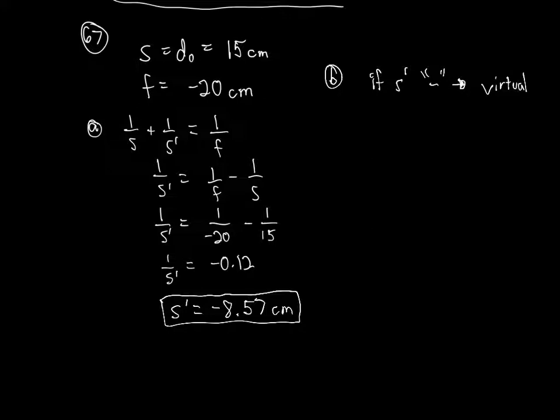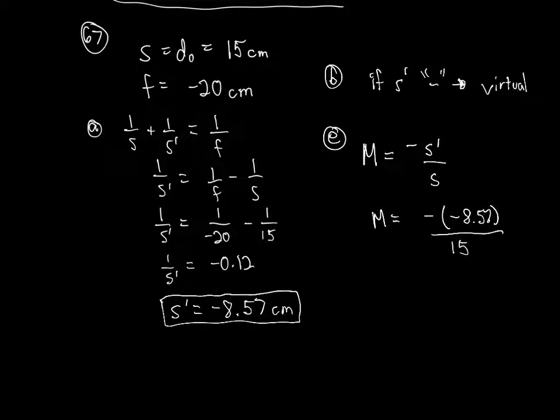To answer all of those questions, we actually just need to calculate the magnification. So I'm going to jump ahead to part E to find the magnification. How do I find magnification? The magnification equation, which is negative S prime divided by S. So magnification is negative S prime, and S prime is negative 8.57, divided by S, which was 15. So the magnification that I have here is 0.57. And I can use this to answer part C and part D.